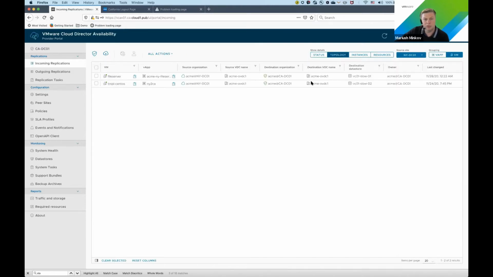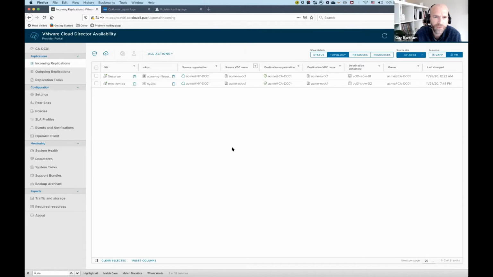But when I hit the topology, I see additional details related to the source organization and source org VDC. So we see that only one org is replicating to our site at the moment. But these columns are fully filterable again. So even if we had hundreds of replications with tens of different orgs, it would be very easy to filter and see exactly what our end customer is seeing.